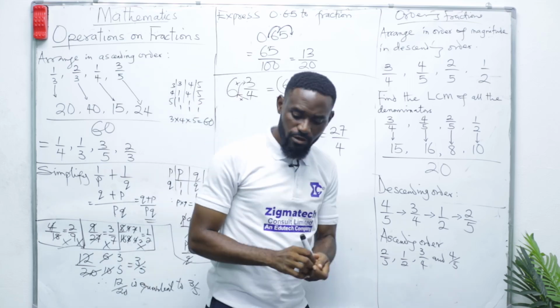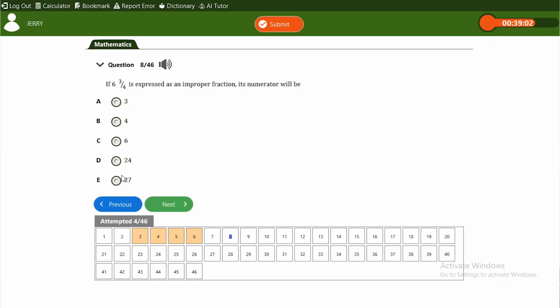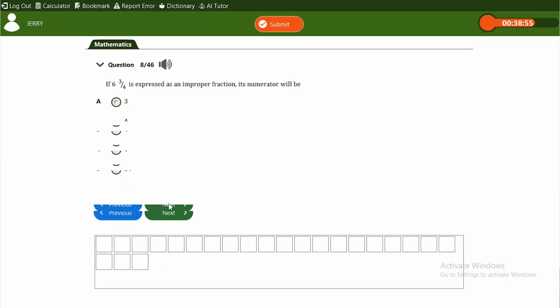So option E is the correct option. So the numerator of that improper fraction is 27. All right? Okay, so let's look at other things.